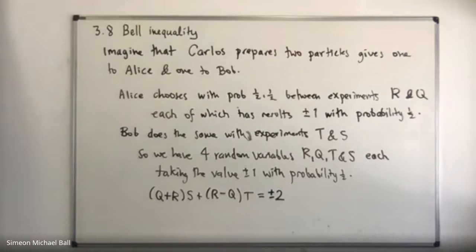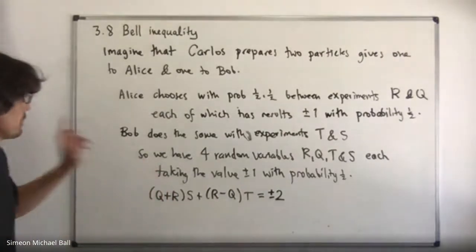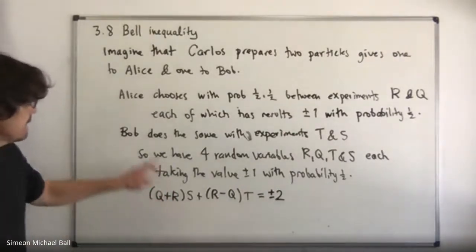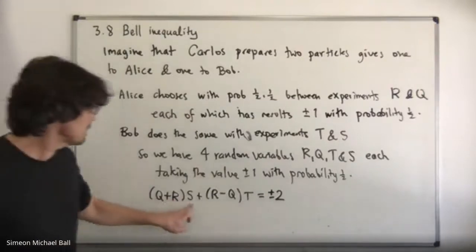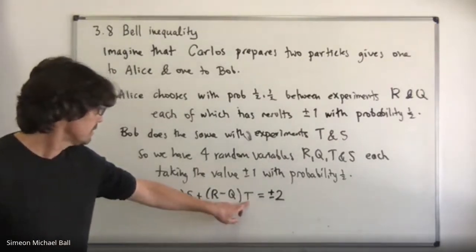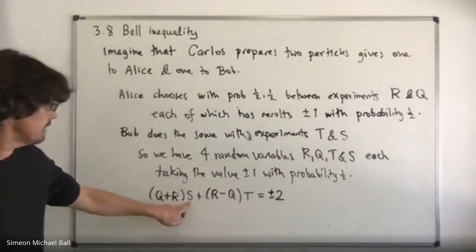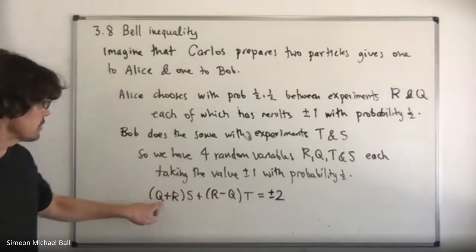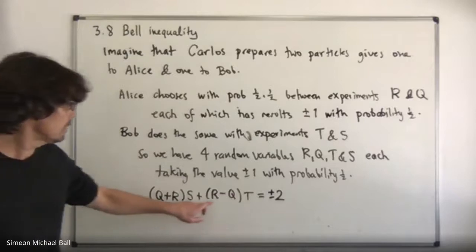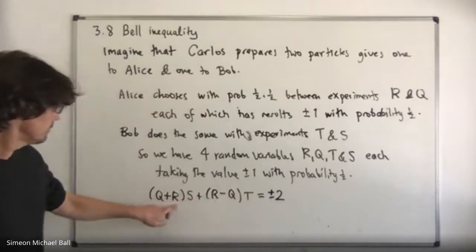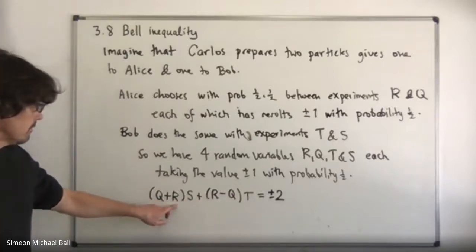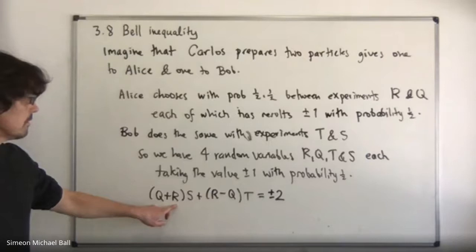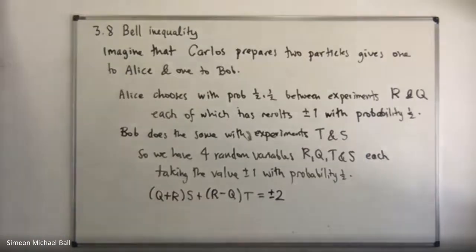Okay, so I think the idea here, I didn't go over this beforehand, but I should have. I think the idea here is that Bob will choose between experiments S and T. So if it's S, then this is going to be plus or minus 1, and this is going to be plus or minus 2, and likewise, no.